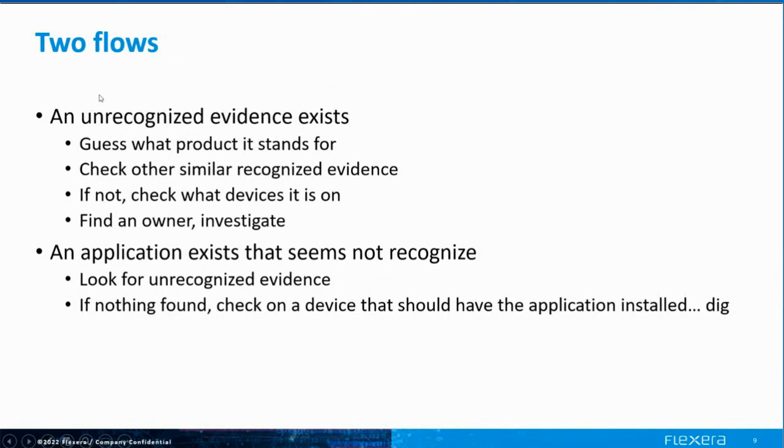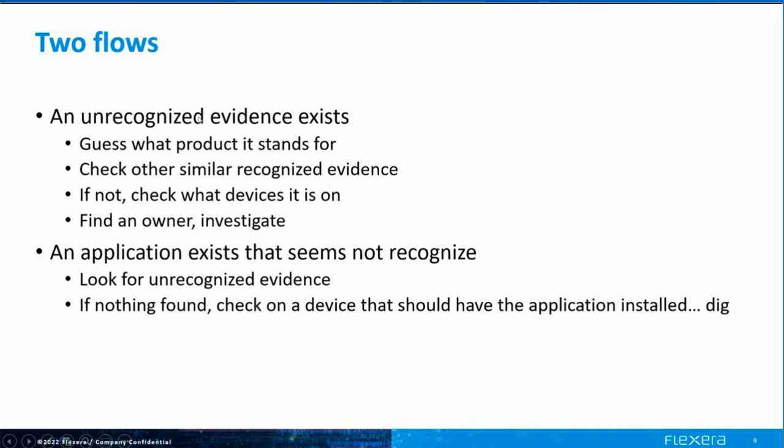So there are two flows, and two situations. You find an unrecognized evidence. That's a little bit what I was showing. You need to guess what the product is. And very often, when we talk about installer evidence, this is quite intuitive. And we need to check other similar recognized evidences. Is it a new version of an already recognized product? And if we don't know, we can check what device it is on. And even in the end, you could contact the owner and say, hey, it seems you are using a computer which had this cryptic application name. We fear it could be a commercial application. You can Google it, of course.